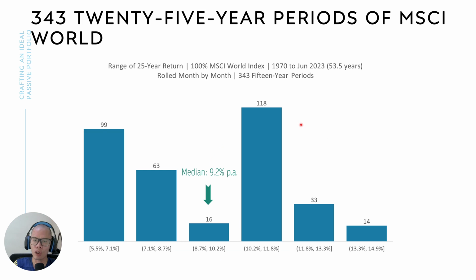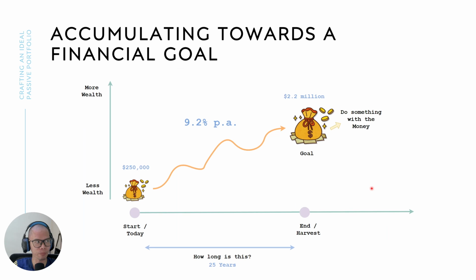Okay, but one thing to keep in mind is that while we use 9.2, there's a range of return. 5.5% versus 9.2% is a lot of money. 9.2% versus 13%, it's a lot of money difference.